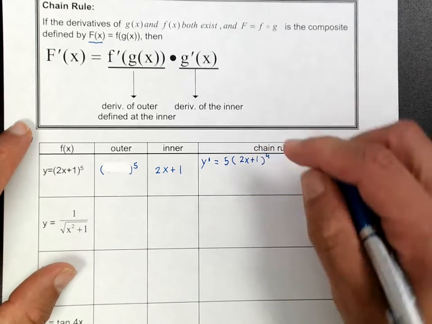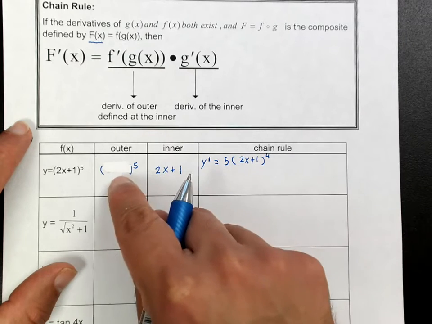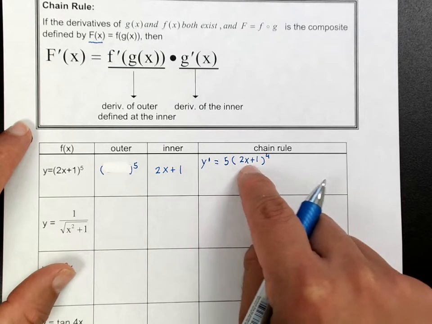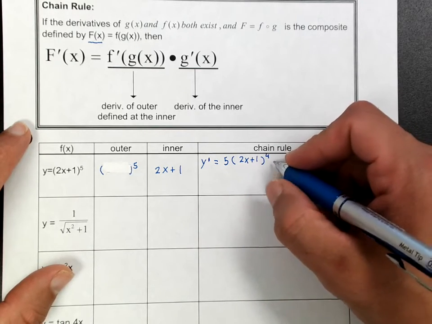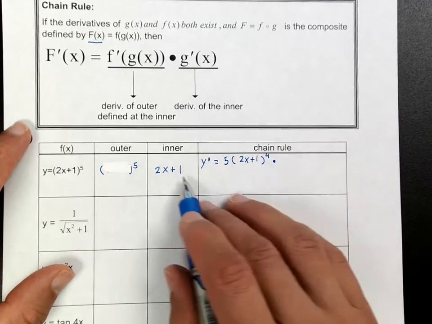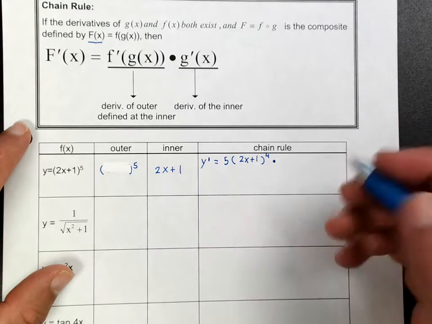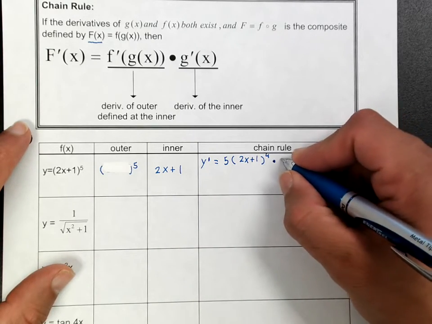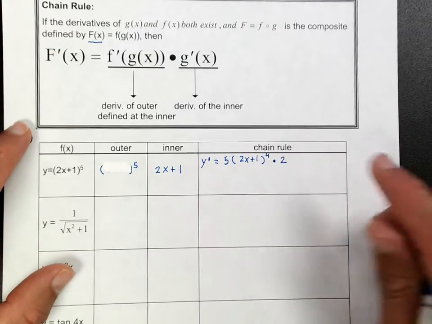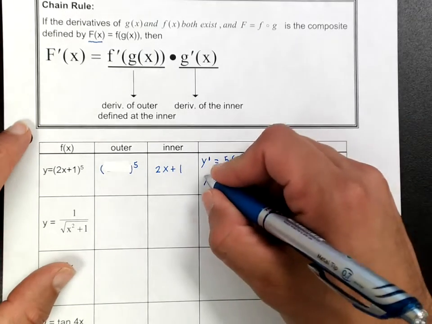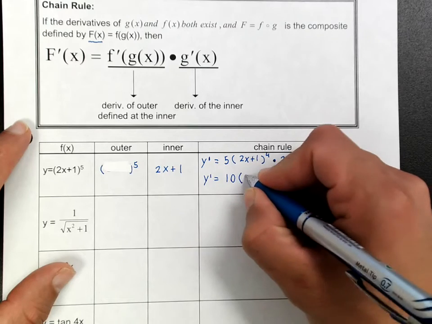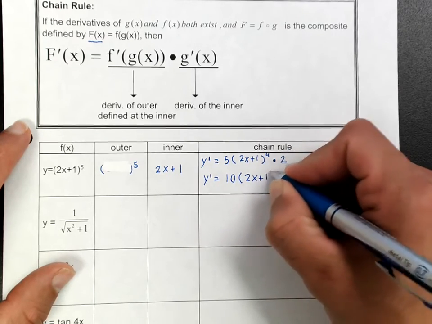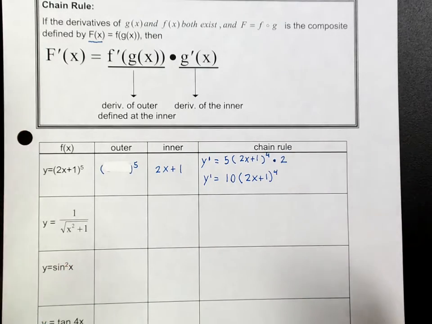So when I say the chain rule is the derivative of the outside times the inner, this is the inner function, times the derivative of 2x plus 1, or the derivative of the inner, which in this case would be 2. The derivative of 2x plus 1 is just 2. Then we can simplify: 5 times 2 is 10, so we get 10 times 2x plus 1 to the 4th power. And that's really all we're going to do with that. Let me show you another example.